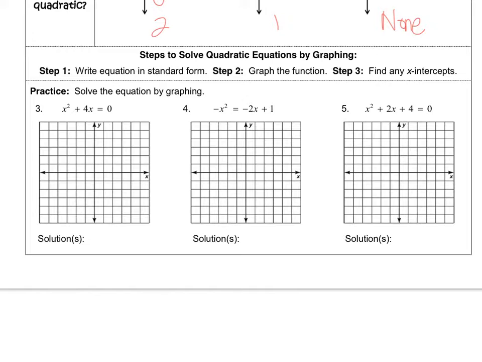So what I want you to do is pause the video and do this for number 3, number 4, and number 5. Follow the 3 steps, get them graphed, and identify the solutions for each one. Once you've done it, start the video back up to check your answers.